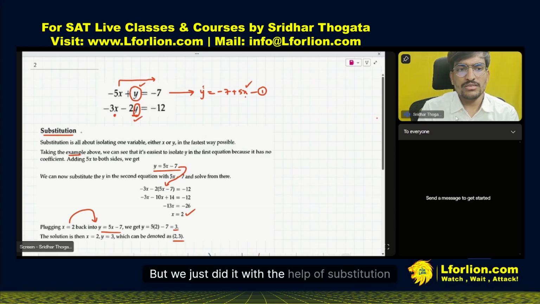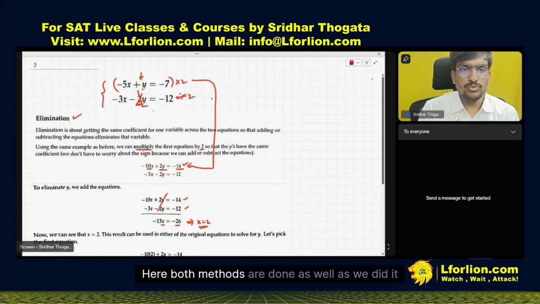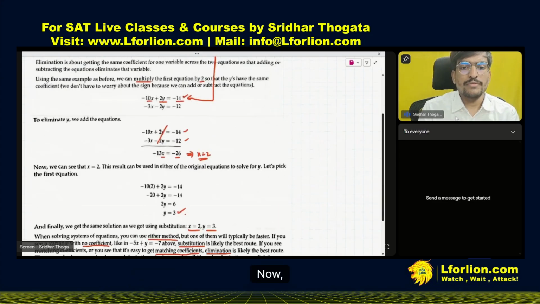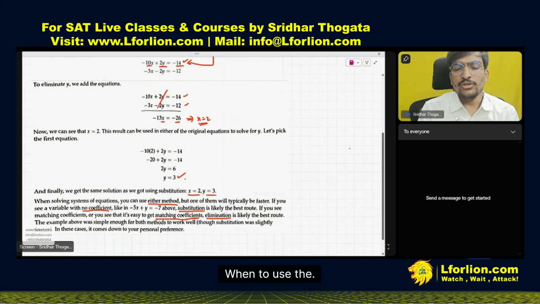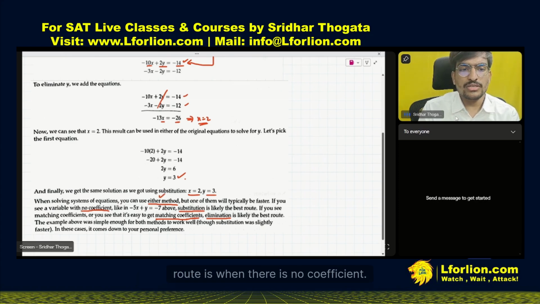But we just did it with the help of substitution and elimination here. Both methods are done, as well as we did it with the help of Desmos as well. Now, what is the thing? When to use substitution, when to use elimination. So you can use any of them, but the fastest route is when there is no coefficient. When there is no coefficient, use substitution.